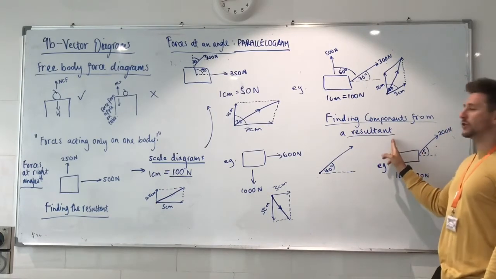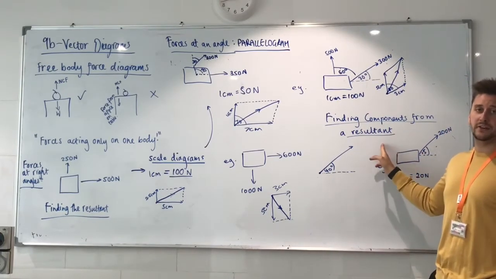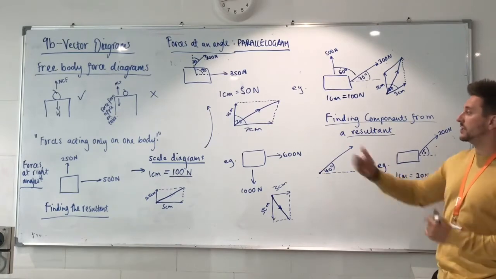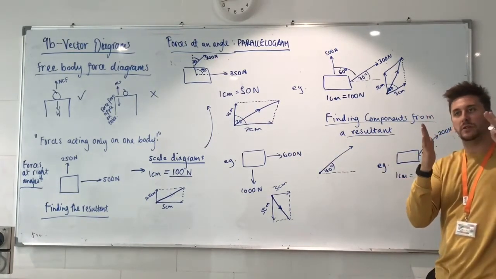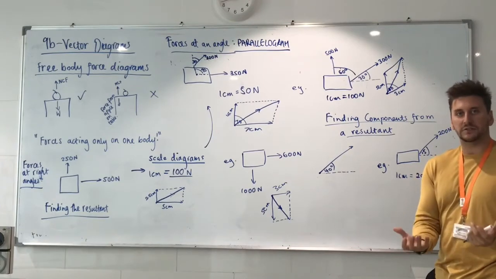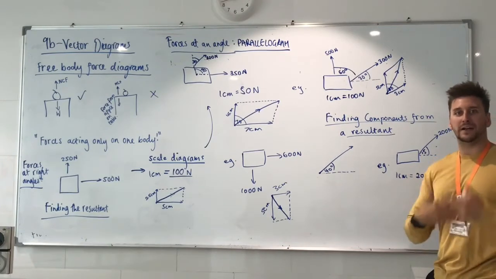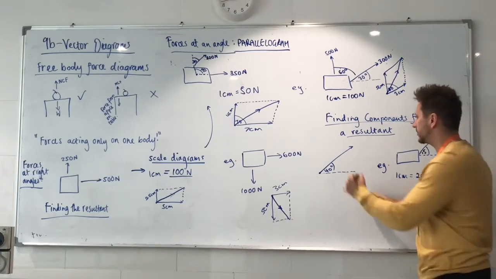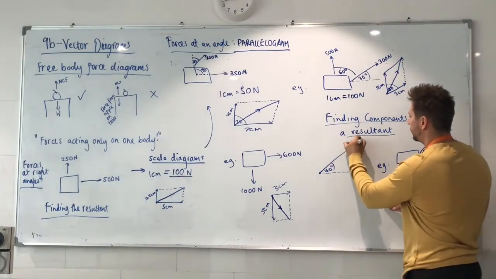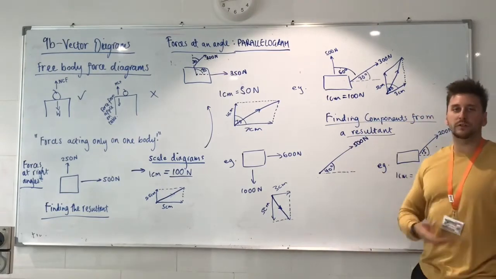The very last thing you could be asked to do in vector diagrams is the opposite process of what we did for two components that are perpendicular to find the resultant. We could actually be given the resultant force and be asked to go back and find the components. So, here's an example of a resultant force. Let's say it is 500 newtons. This is only one force.